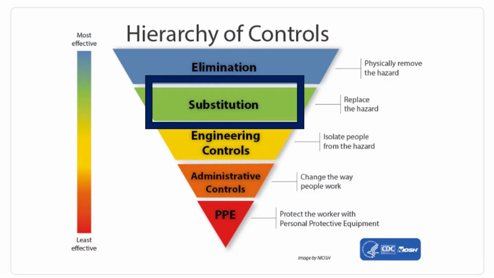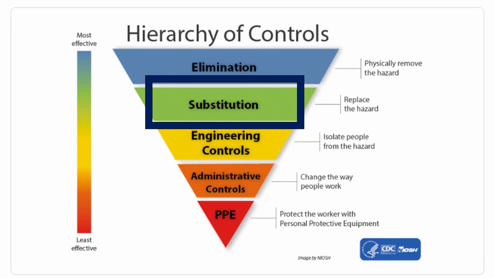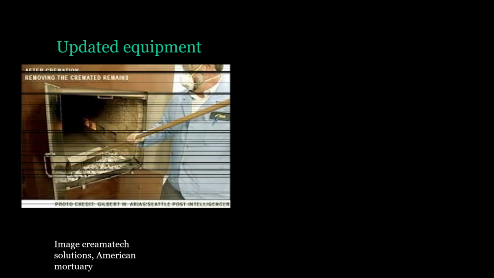We're moving to the next part of the hierarchy of controls, replacing the hazard, or substitution. That means completely changing what could be the hazardous item. A way to do that is with updated equipment.